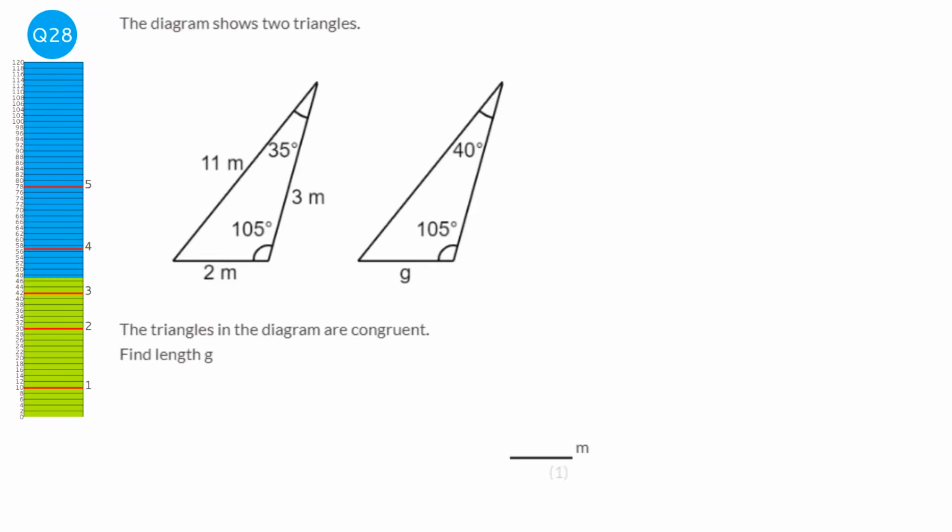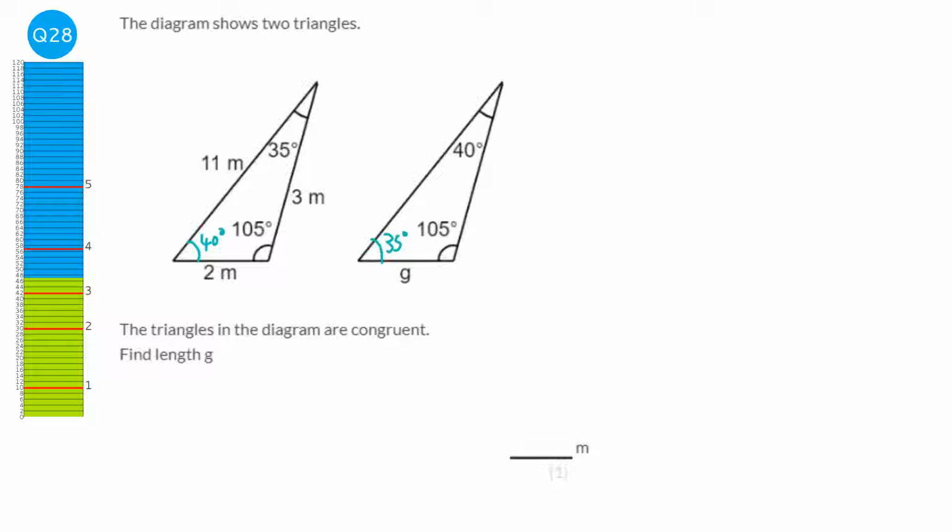I'm going to start by just labelling the missing angles on each of the triangles. So we've got a missing angle here, which is 40, because we're going to take away 105 and 35 from 180. And we've got a missing angle here, which is 35 degrees, again taking away 105 and 40 from 180.